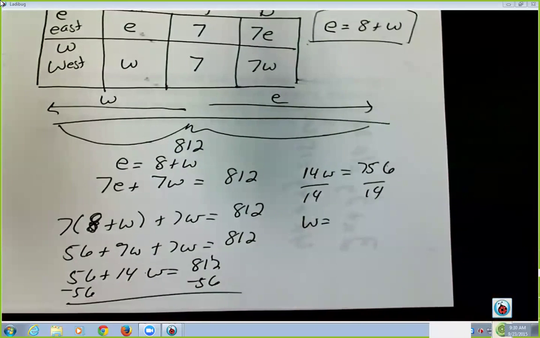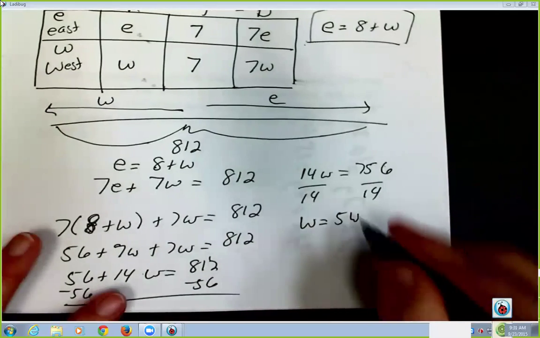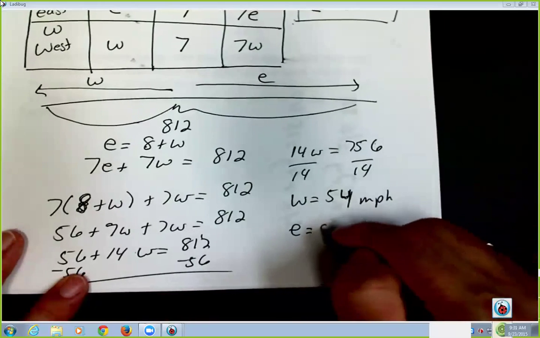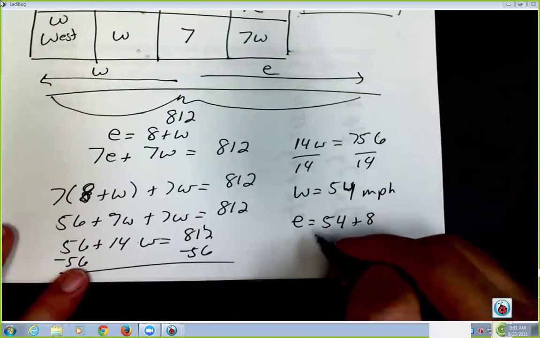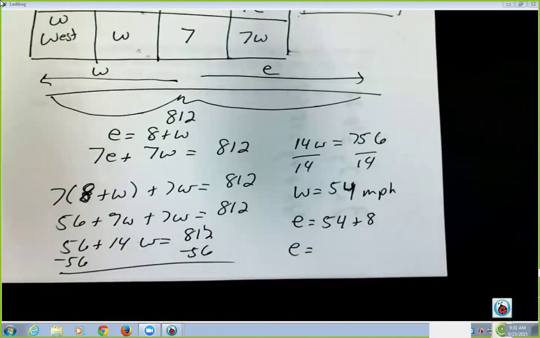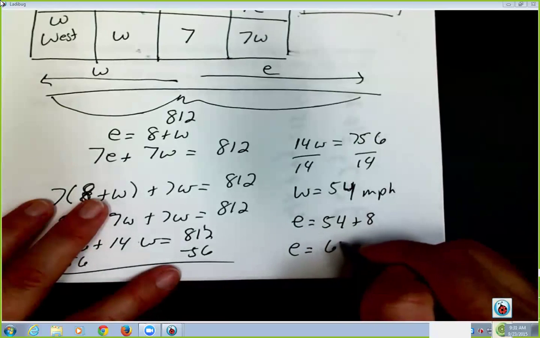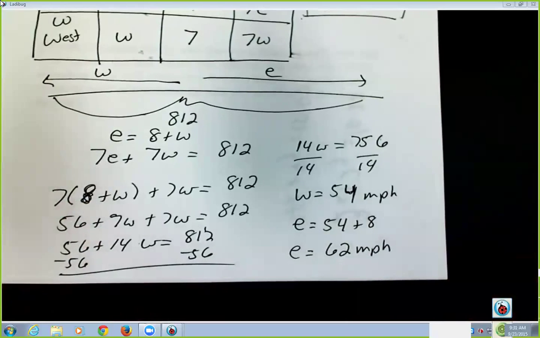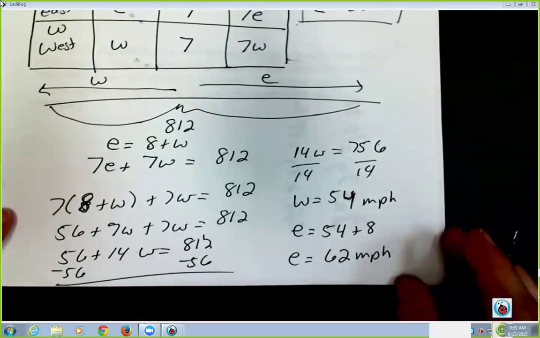So W speed is going to be, was it again? 54, okay. Miles per hour, and the east speed is 54 plus 8, because that's what we said east happened to be. And so 54 plus 8 leaves me with 62. So 62 miles per hour. Now, in your answer in Hawks, it will ask you to put in those speeds for the right train, so be careful. That's why we used E's and W's, not X's and Y's, because they don't have much meaning. So you want to make sure you give your variables some meaning when you work with those.